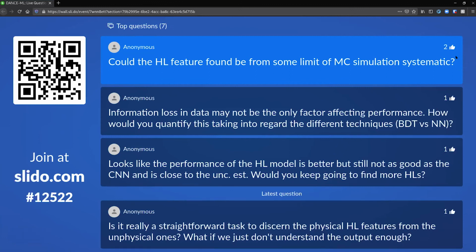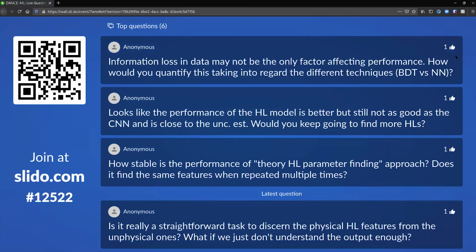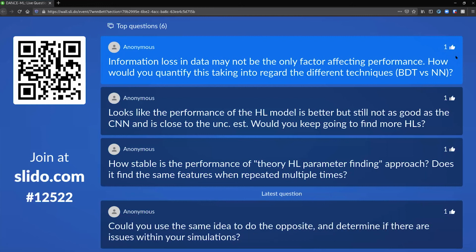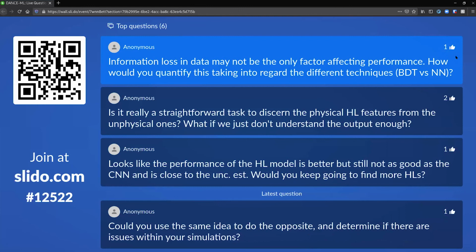Next question is, information loss in data may not be the only factor affecting performance. How would you quantify this, taking into regard the different techniques, BDT versus neural network? There's always a question of whether your machine learning technique is well optimized. There's the question of information loss from the data, and there's a question of have you optimized completely? And of course, optimization is an area where there's still a black box. It's still an art. You could take one student and give them the problem and give it to another student and get a different performance.